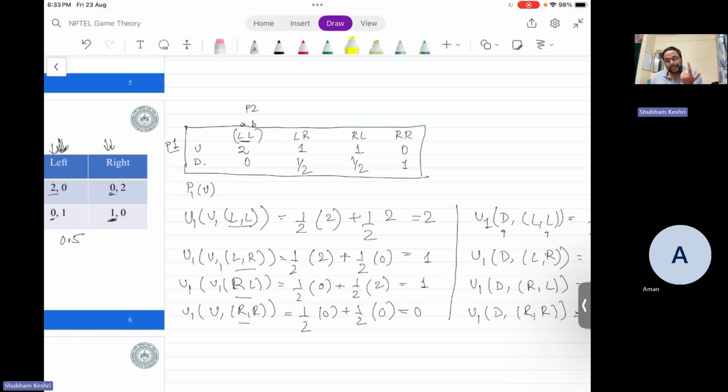When player 2 is playing LL, you see U is the best response. Again, when player 2 is playing LR, so what does player 2 playing LR mean? It means player 2 of type A is playing L, player 2 of type B is playing R. You see, player 1 is getting a utility of 1. On the other hand, if he plays down, he gets a utility of half. Similarly, when player 2 is playing RL, player 1 should play up because he has a higher utility. And when player 2 is playing RR, player 1 should play D because it is a higher utility. So we have found out the best responses of player 1 for the different strategies of player 2.